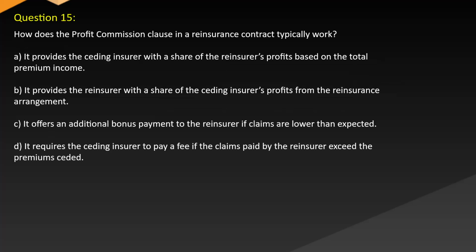Question 15. How does the profit commission clause in a reinsurance contract typically work? A. It provides the ceding insurer with a share of the reinsurer's profits based on the total premium income. B. It provides the reinsurer with a share of the ceding insurer's profits from the reinsurance arrangement. C. It offers an additional bonus payment to the reinsurer if claims are lower than expected. D. It requires the ceding insurer to pay a fee if the claims paid by the reinsurer exceed the premiums ceded.